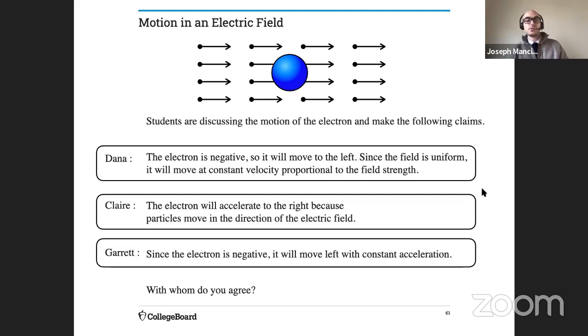Claire says the electron will accelerate to the right because particles move in the direction of the electric field. Garrett says, since the electron is negative, it will move left with constant acceleration. With whom do you agree?